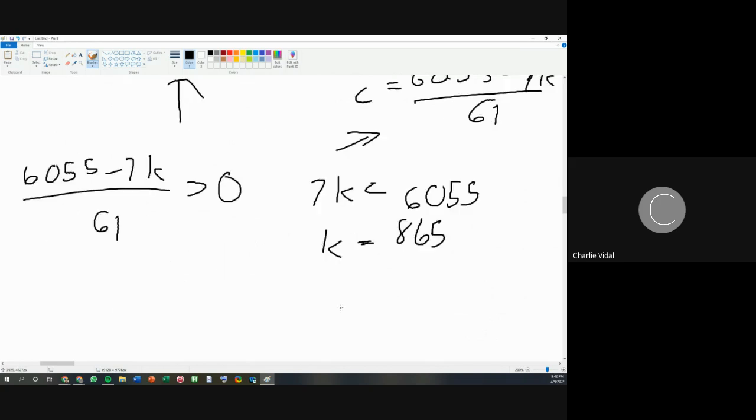This one, it's easy. 50 plus K is greater than 0. If you just subtract the 50, it becomes K is greater than negative 50. Okay. So, wait, did I put equals before? I meant to say less than.